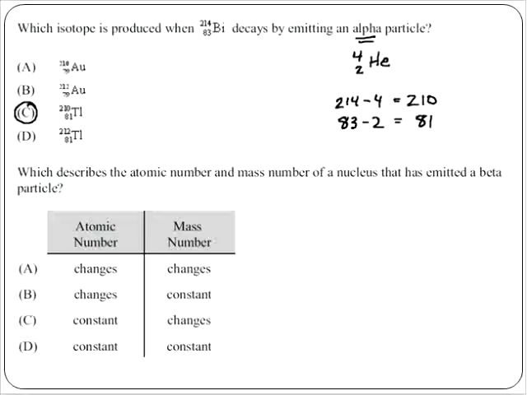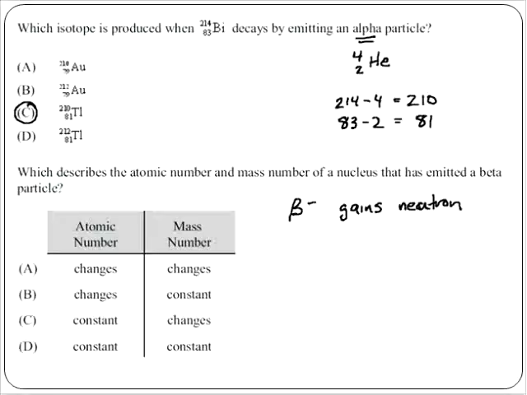Let's take a look at the next one, which describes the atomic number and the mass number for a nucleus that just emitted a beta particle. Well, remember, when you emit a beta negative, what happens is you gain a neutron.